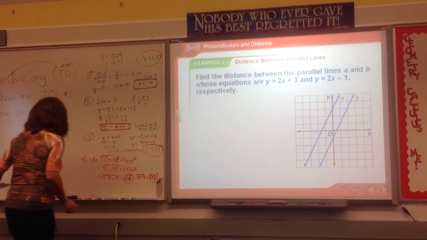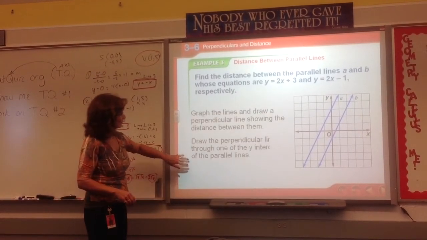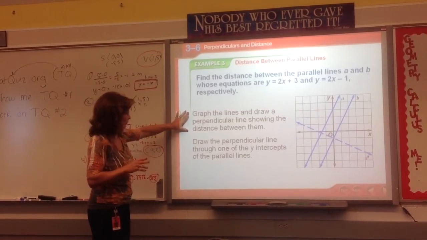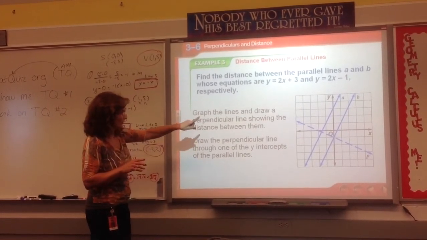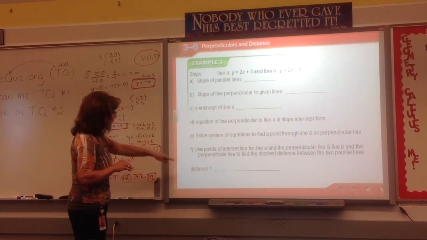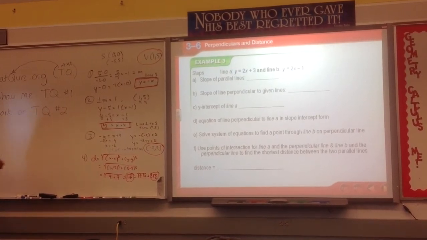So, again, we have steps for that, and our steps, first off, it's always good to graph the lines, just so you see what you're doing. And draw that perpendicular line through one of the intercepts so you know what's going on. And then please write down these steps. Notice they're very similar to what we just did.